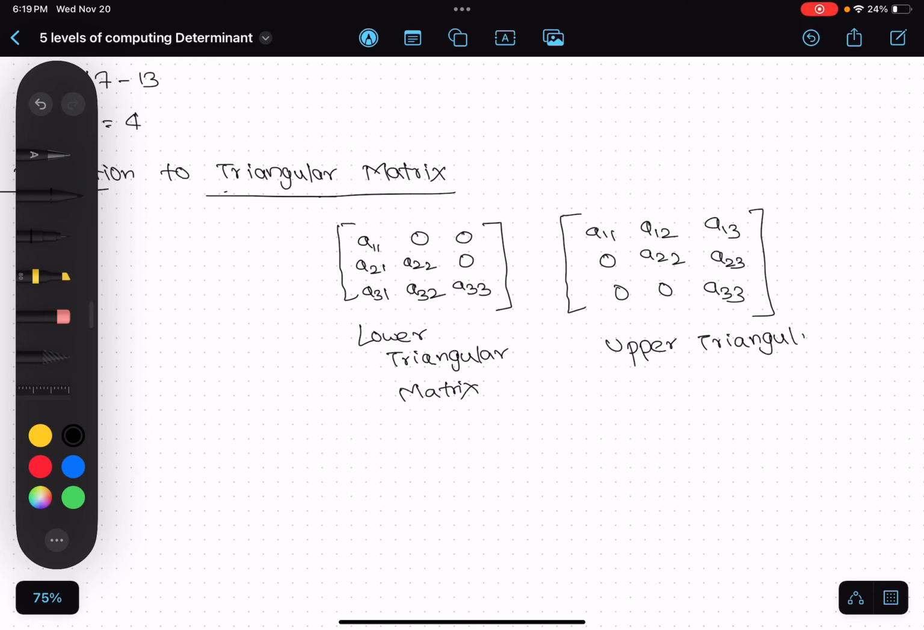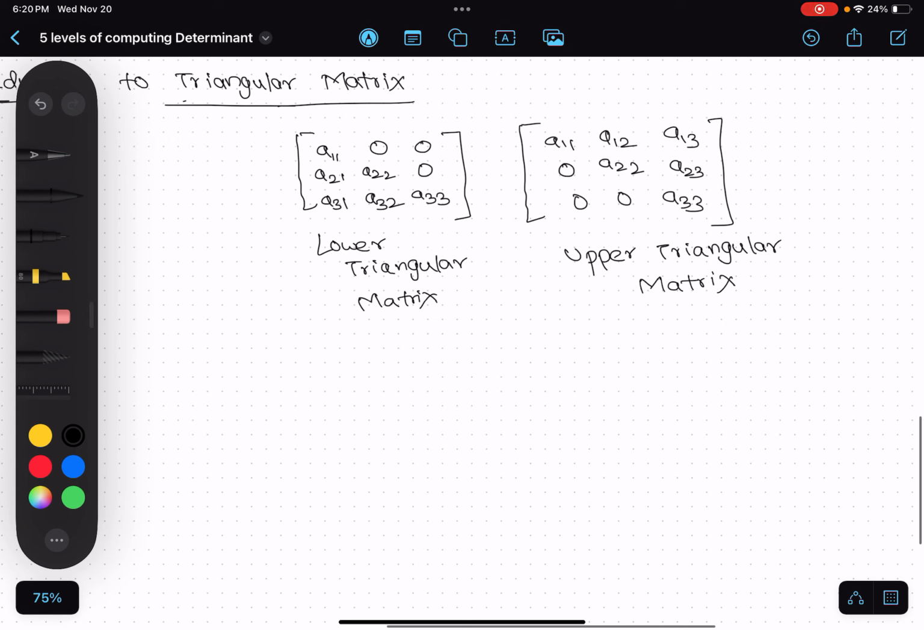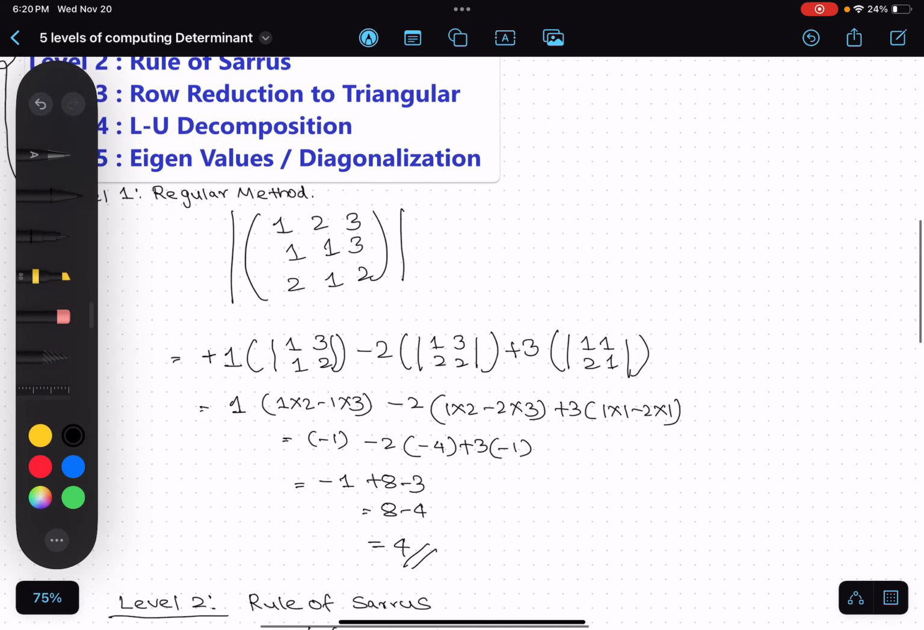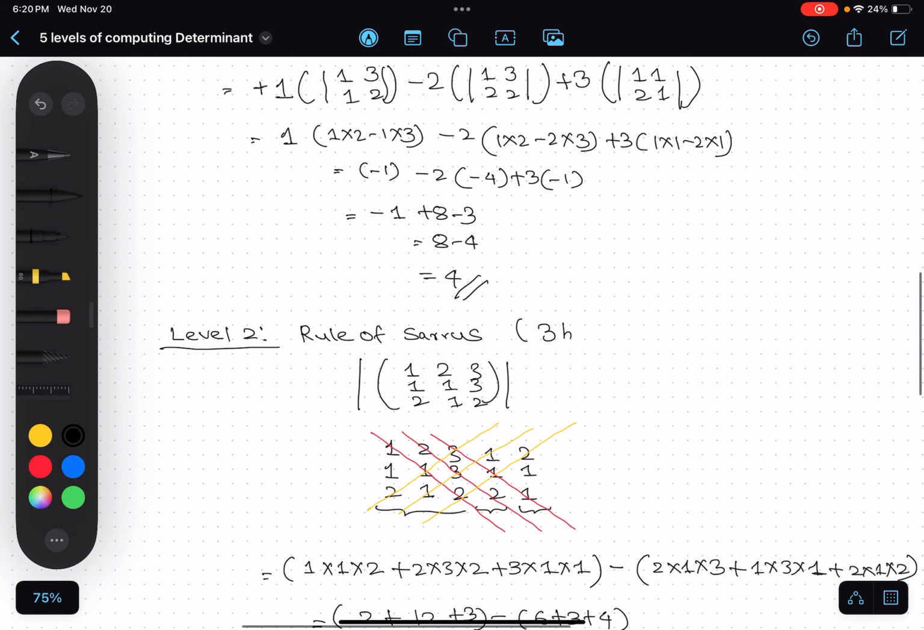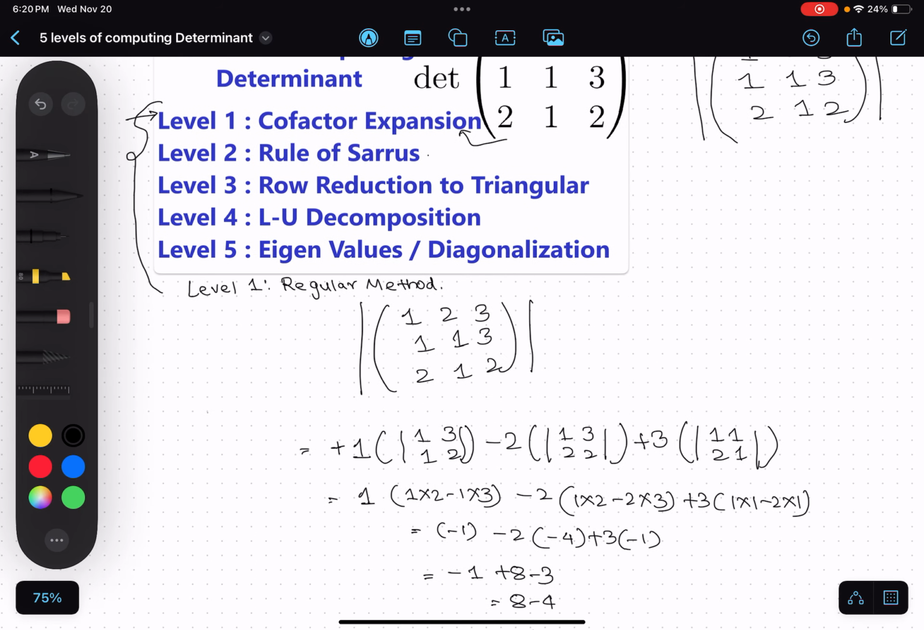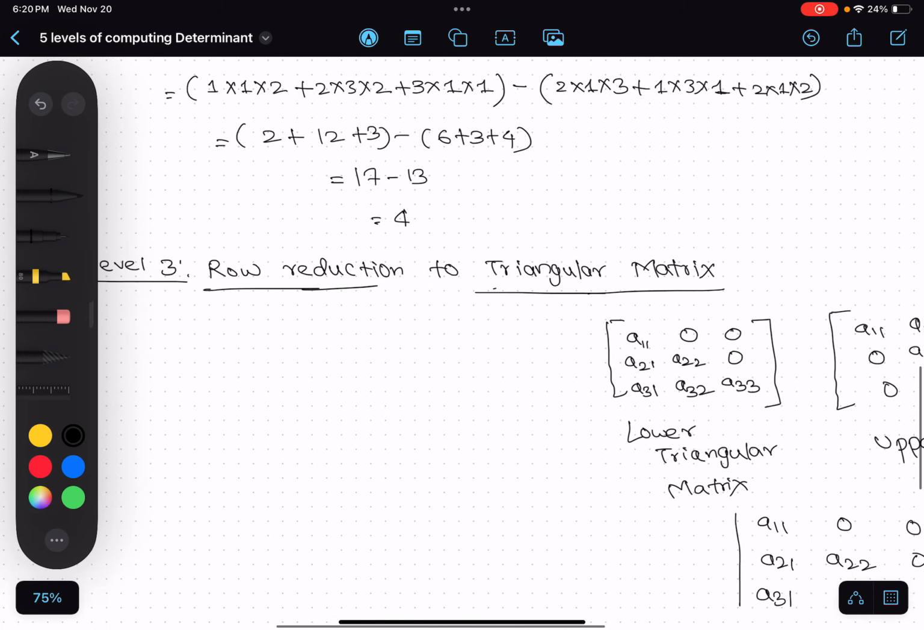Upper triangular matrix. Now, the good thing about triangular matrices is that for both lower and upper triangular matrices, if you try to evaluate the determinant, let's say of A11 0 0, A21 A22 0, A31, it is not just for 3 by 3. This one is applicable to matrices of any order. This Sarrus rule is only for 3 by 3 matrices. I forgot to say that it's only for 3 by 3, and except Sarrus rule, all others are for matrices of any order.